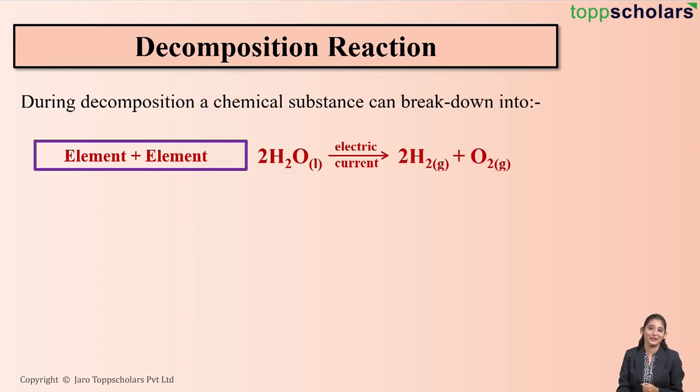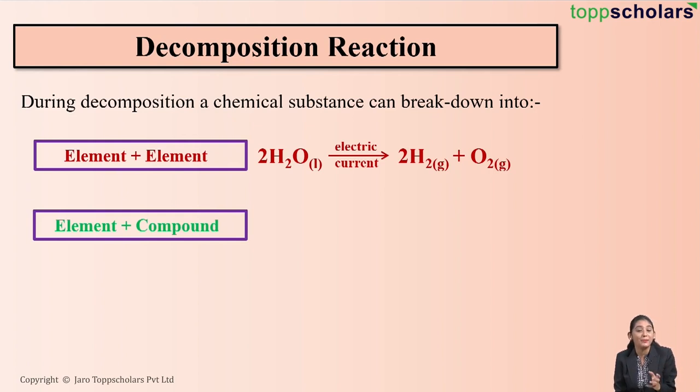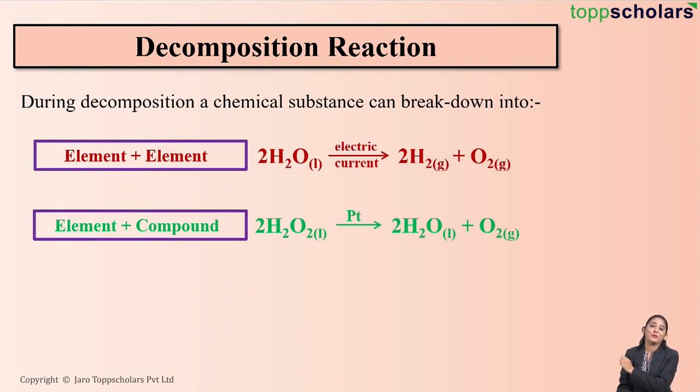Similarly, during a decomposition reaction, the substance can break down into an element and a compound. For example, hydrogen peroxide decomposes in the presence of catalyst platinum into water and oxygen gas. Now friends, over here, tell me, out of the two products, which one of them is a compound? Excellent, water is a compound and oxygen is an element. So here we saw that hydrogen peroxide, that is H2O2, decomposes in the presence of platinum catalyst into an element, that is oxygen, and a compound, that is water.